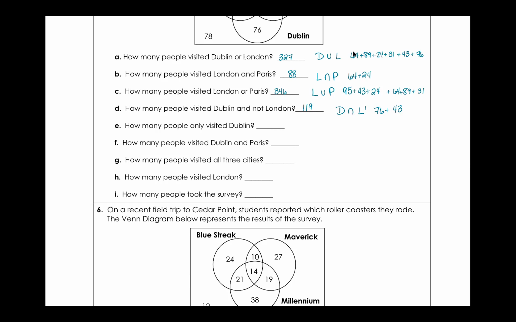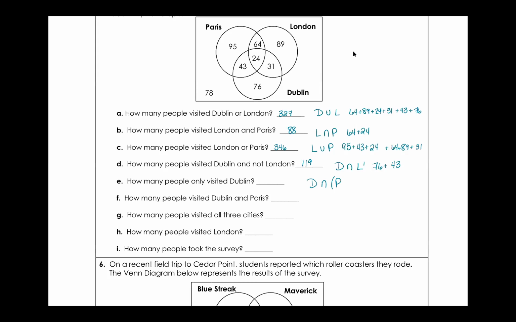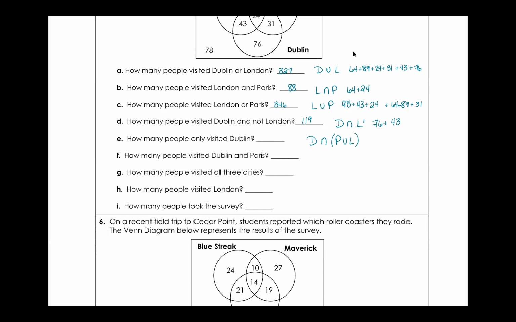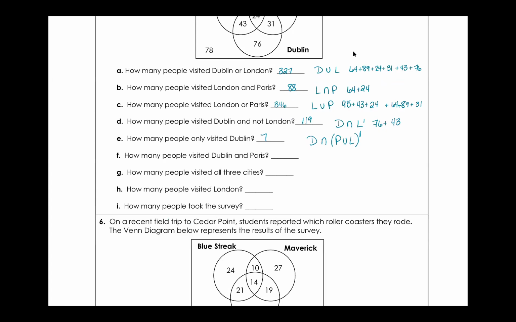How many people only visited Dublin? So we want visited Dublin. Okay. And that would, of course, be, well, so now we got to say Dublin and not Paris or London. So you got to put that in there, Dublin and not Paris or London. So guys, that notation, get used to just kind of reading it and reading what it's saying.